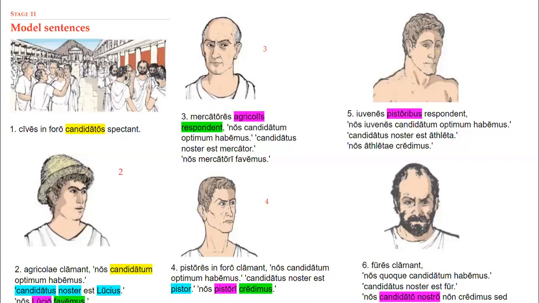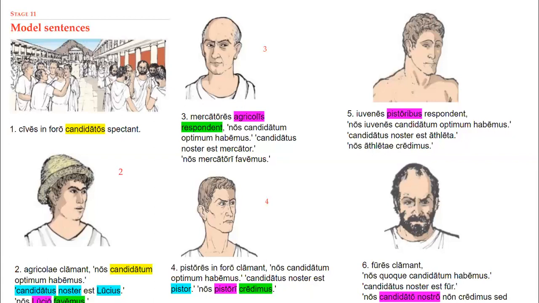So if anyone knows Notre Dame, it means Our Lady, and it comes from noster in Latin. The S is dropped out, if anyone wants to know why French words have a little caret over their vowels. It's called a circumflex accent, and it usually indicates that an S is dropped out because an S is a weak consonant. It's called a sibilant fricative, and S's often drop out of language. So noster goes to notre in French. So our candidate, est, main verb, Lucius, nominative, because est is a copula. So our candidate is Lucius.